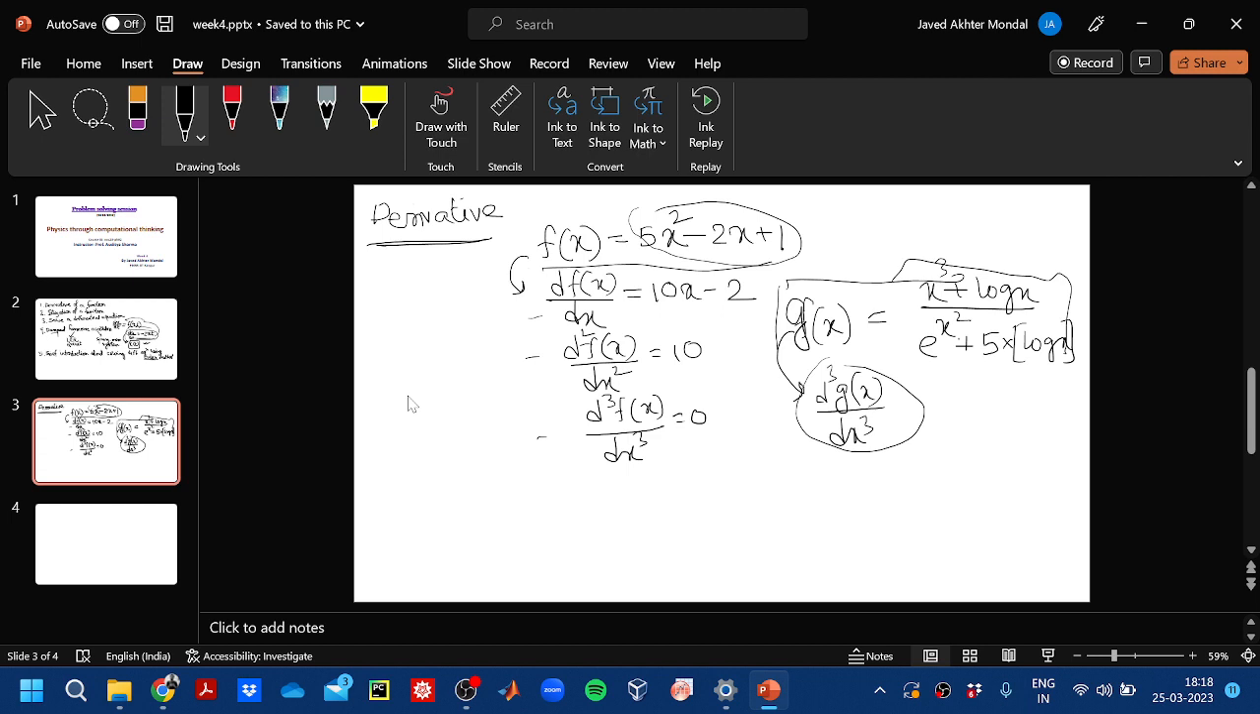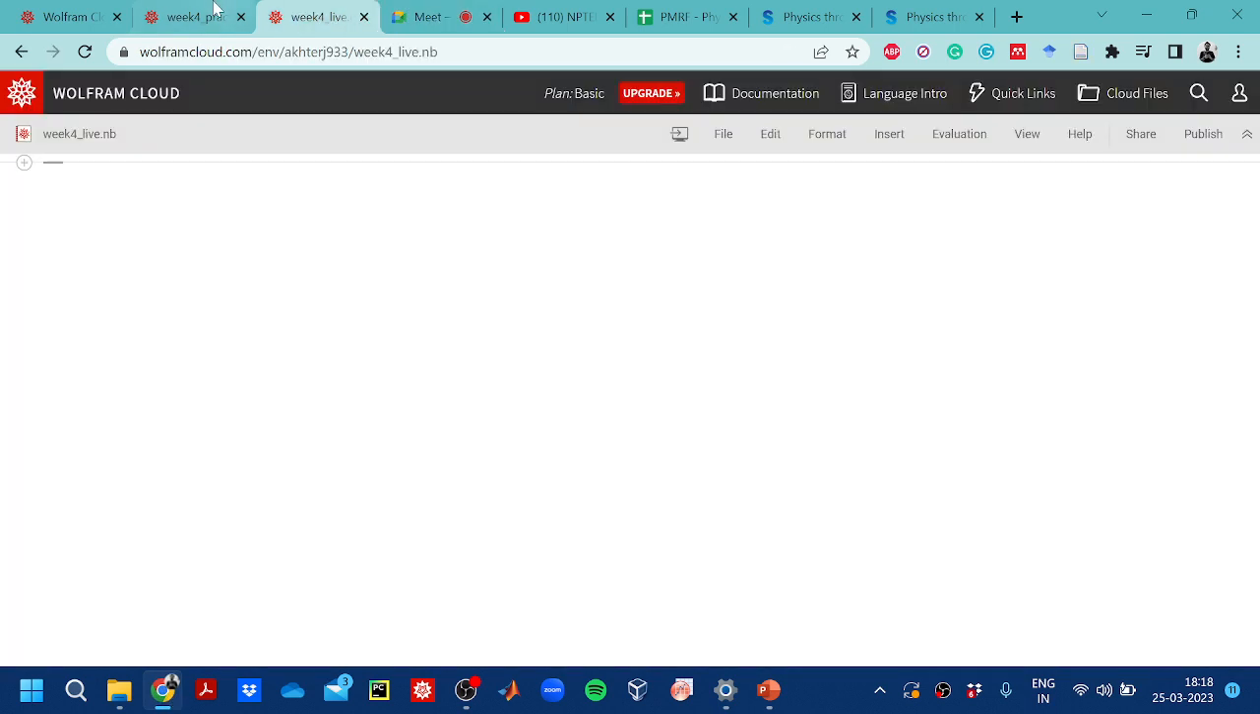So how to do that? So for that, this D command basically represents a derivative.